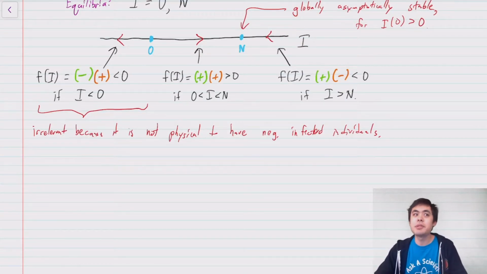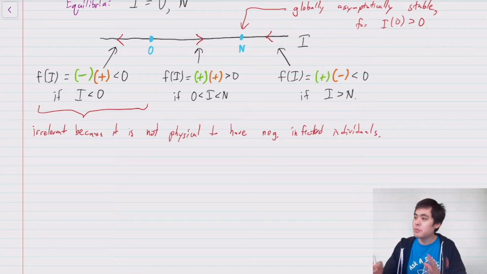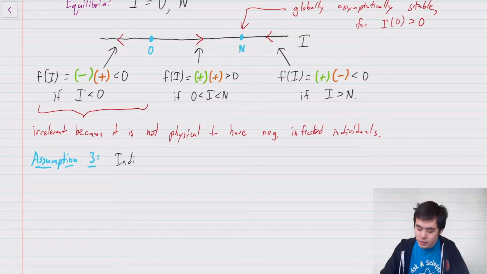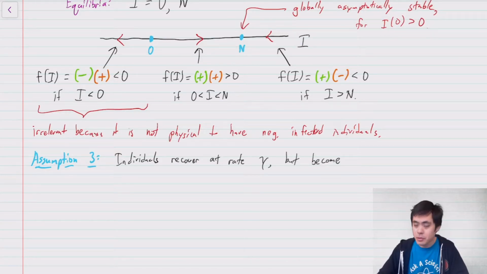Okay, so that's our simplest model of pandemic, and this is basically the pandemic where no one ever recovers, which is bad, but luckily people do recover. So if we want to model that, we need to introduce an additional assumption. So this is going to be assumption 3. Individuals recover at some rate gamma, but become susceptible again. So they recover, but they don't become immune.